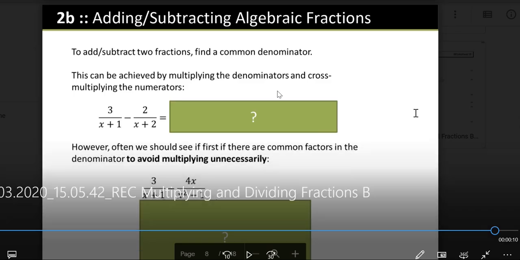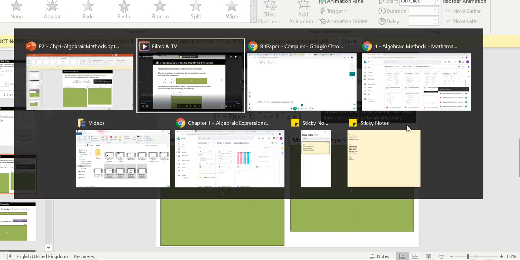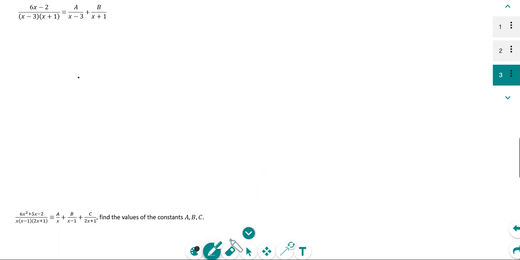Okay, so two main ways of doing this are going to be substitution and comparing coefficients. I'll try and show you both. So we're going to do it with this question then. We're going to say that this can be written in this form here. So how am I going to find this? Well, this is where we do multiplying and dividing by fractions again to start with.